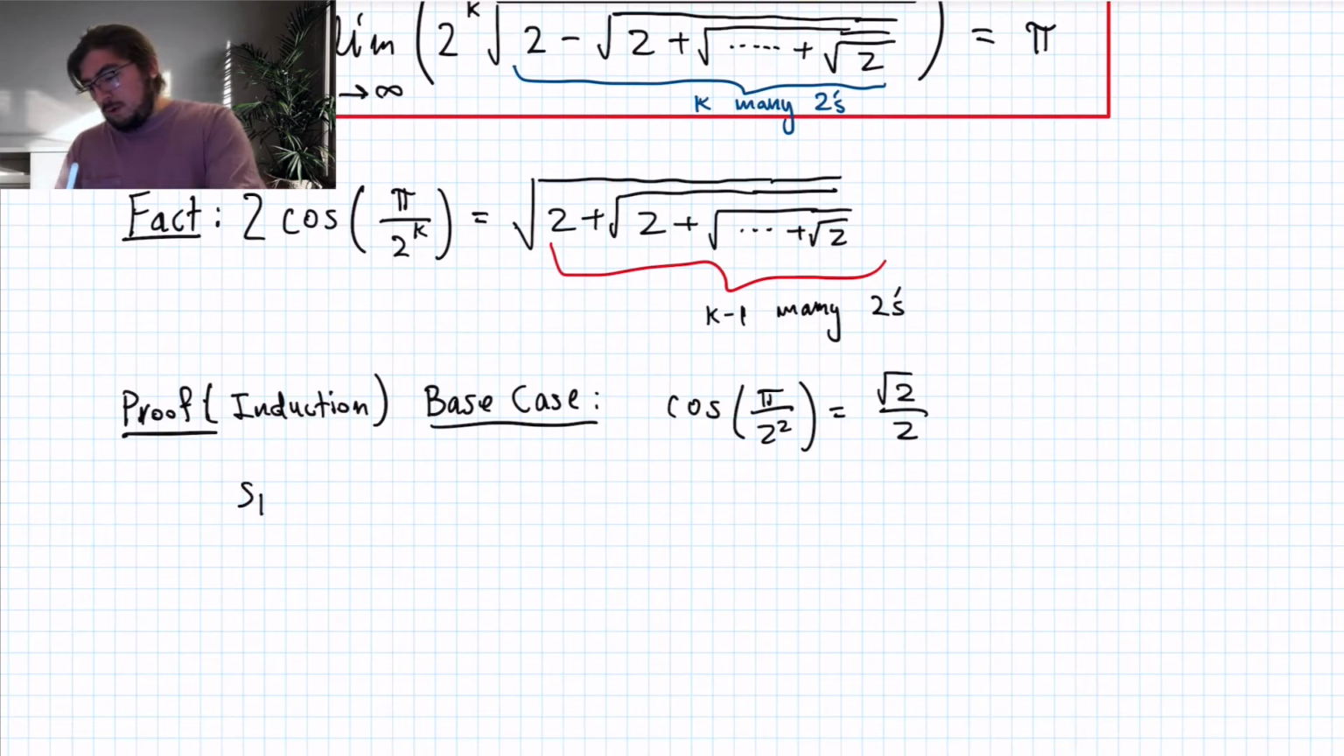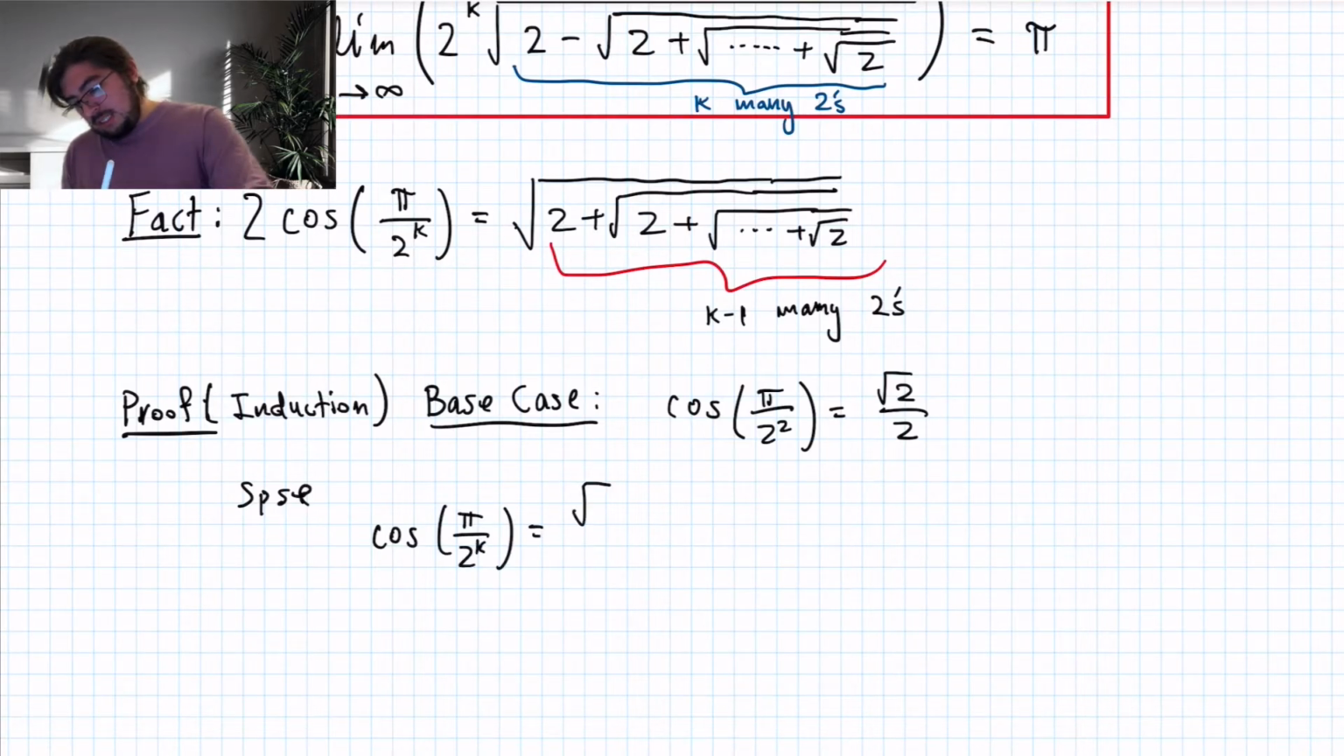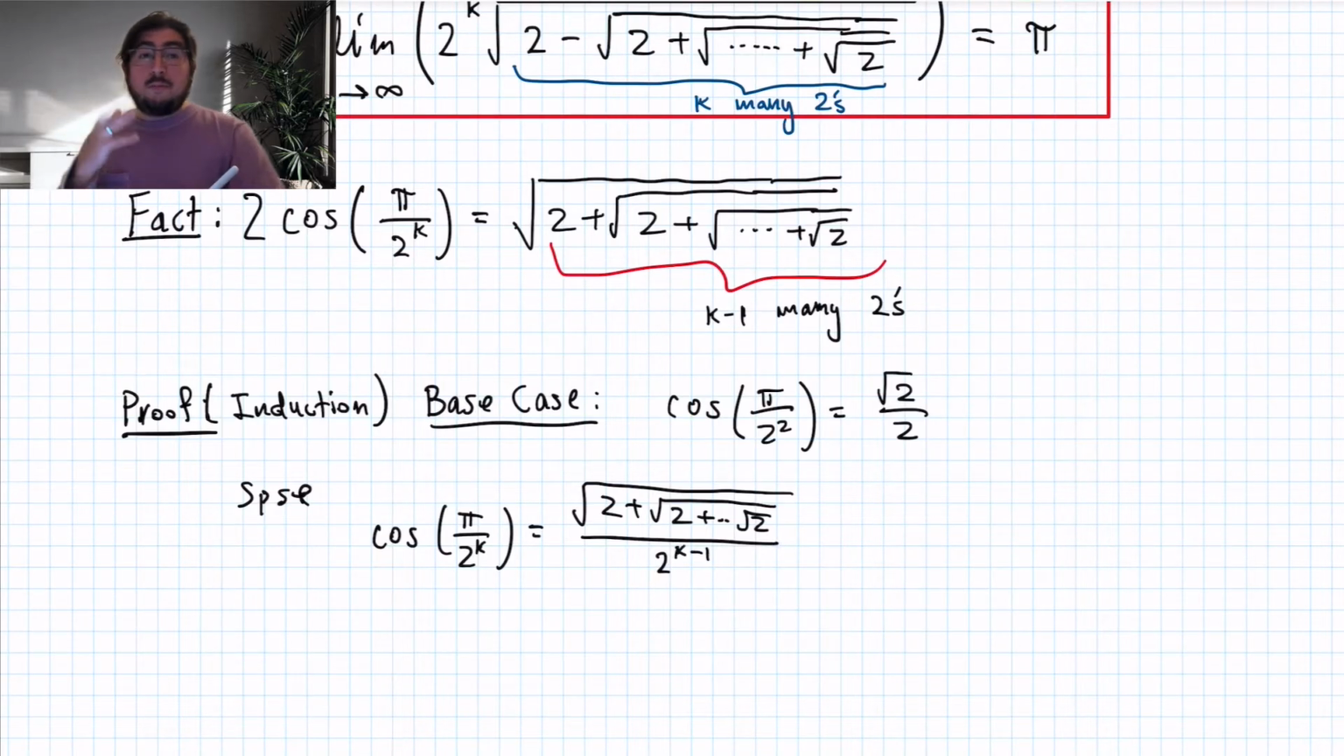And now what we do is we suppose it's true for a value k. So suppose, I hope you don't mind, but I'll write it in the other fraction form. That this is equal to the nested radical over 2 to the k minus 1, where you have k minus 1 many 2's inside. Okay, so this is for some integer k, some natural number k, some k in the set of natural numbers.